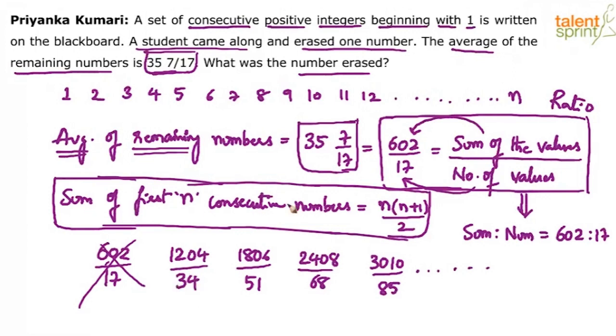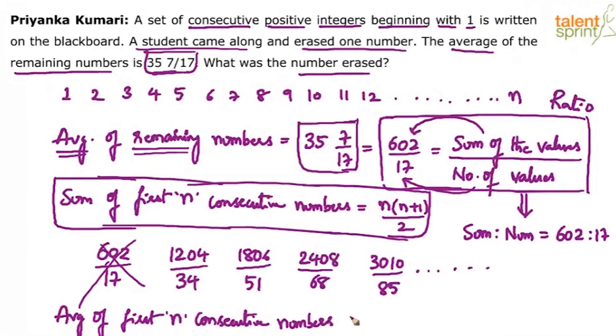Like the sum of the first n consecutive numbers is n into n plus 1 by 2. Do you know the average of the first n consecutive numbers? I think better than the sum, we work on average. What is the average of the first n consecutive numbers? Average is equal to sum by the number of values, right? So the average of the first n consecutive numbers will be the sum, n into n plus 1 by 2, divided by the number of values, which is n. So n and n get cancelled, we'll get n plus 1 by 2.